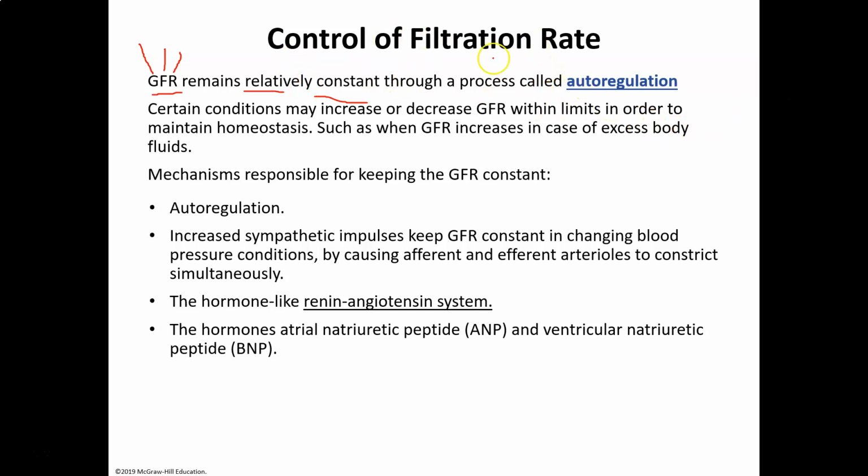All right, so your kidneys want to keep glomerular filtration rate constant. Here are the mechanisms for how they can do that. Autoregulation. We're going to look into how that happens. What does the kidney do to regulate itself? Sympathetic impulses keep GFR constant in changing blood pressure conditions. That means if you get up and go for a run, your blood pressure goes up, your heart rate goes up. That means you would pump more blood into your kidneys.